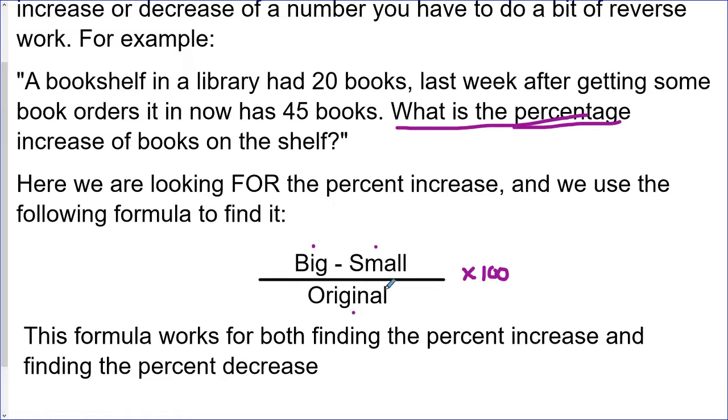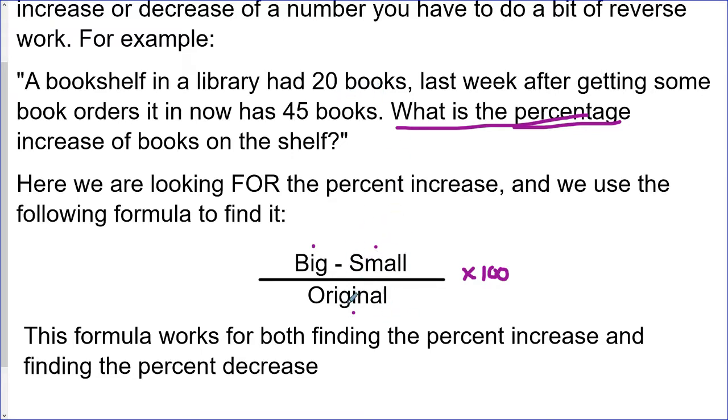Now, what does big minus small mean? Well, in each of these problems here, you're going to be given two numbers. One is going to be bigger than the other. So you take the bigger number first, minus the smaller number second. That goes on top. And the bottom is how much you started with. That's why I say it's the original. How much you started with. So in this case, my starting amount would be 20, because I started with 20 books, and then I ended with 45. So 20 would be my original, and it would also be my small. So you're going to use a number twice.